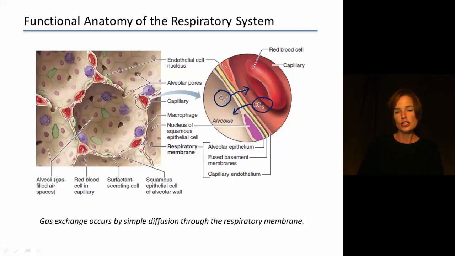The gas exchange occurs by simple diffusion through the respiratory membrane. When we're talking about simple diffusion, this is because the gases are moving from a high concentration to a low concentration. The blood here has a lower concentration of oxygen, and the air sacs have a higher concentration of oxygen. So the oxygen is going to move from that high concentration to the low concentration. We'll just emphasize here that that is moving from high to low.